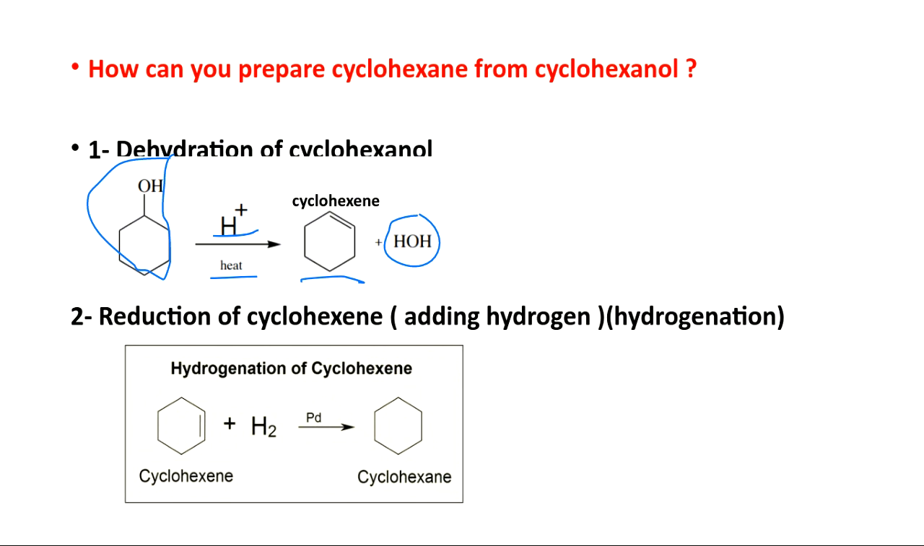Then step 2 is reduction of cyclohexene. I will reduce the cyclohexene that resulted from the first step. I call this reaction either reduction, meaning adding hydrogen, or hydrogenation. Hydrogenation is the same as adding hydrogen or reducing the cyclohexene. To hydrogenate cyclohexene, I will use hydrogen gas in the presence of one of the catalysts such as platinum, palladium or nickel. An addition occurs: the double bond breaks and each of the carbons in the double bond takes one H. So cyclohexane is the final product.